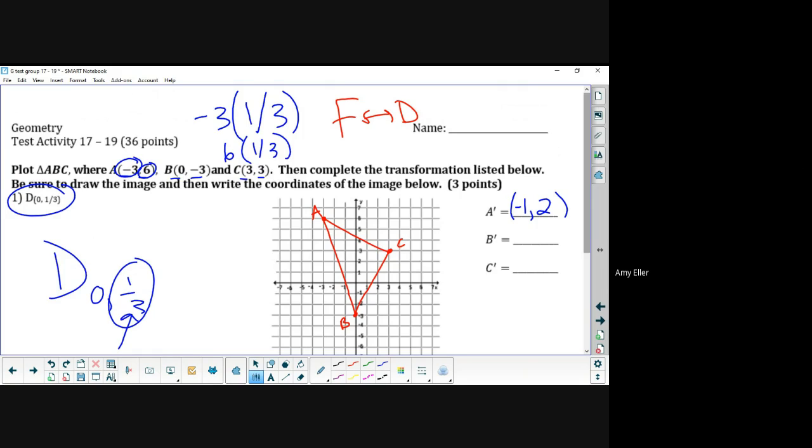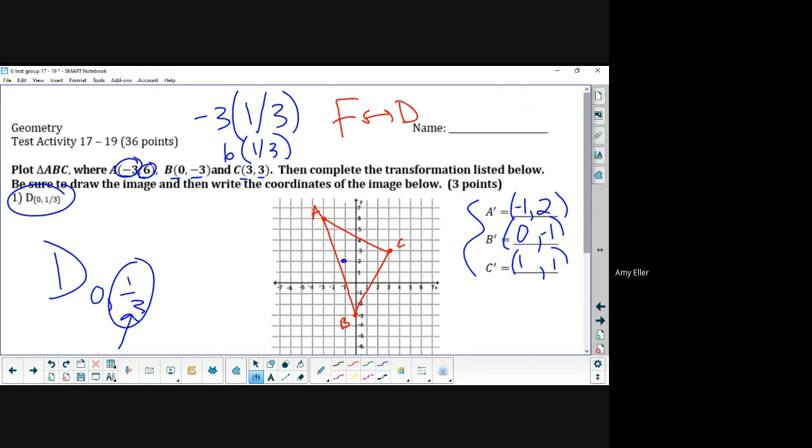Anybody else need me to look at their calculator? Please don't ask on a quiz. You should have practiced this several times. So now I'm going to take every X and every Y, multiply by 1/3. Some of these we could do in our head. Then I plot these new points here.